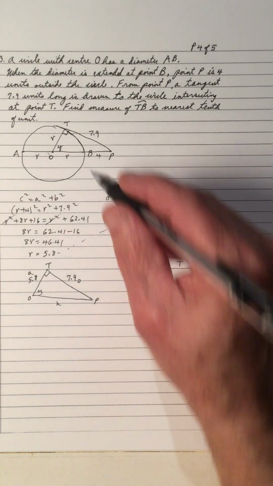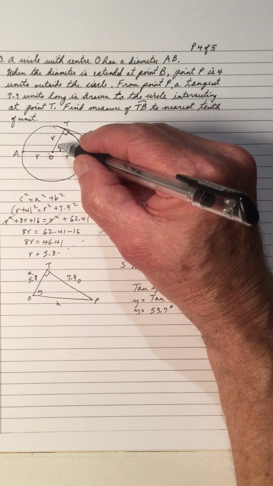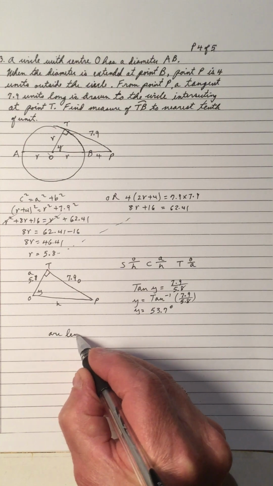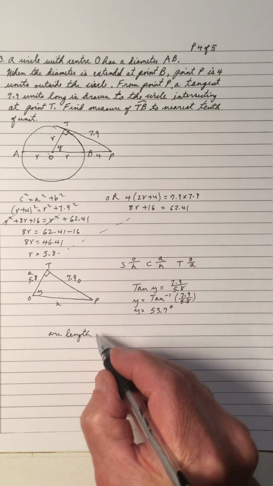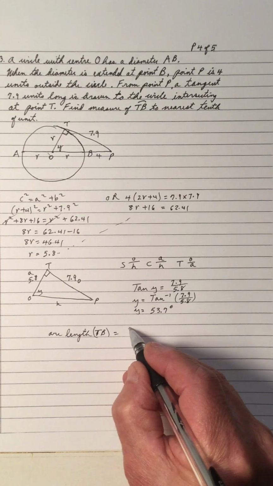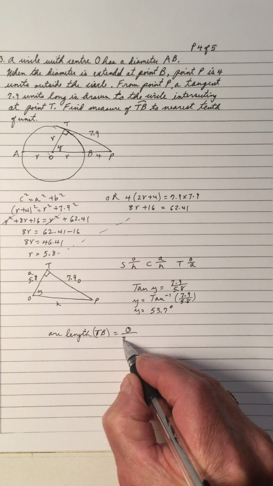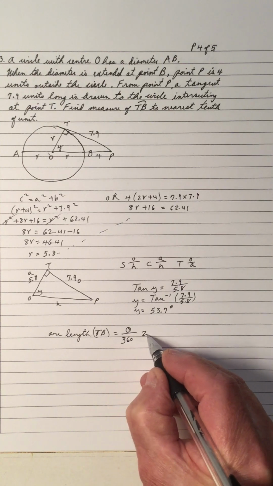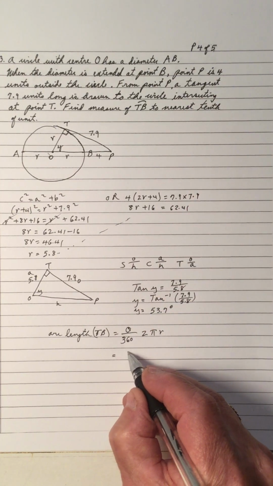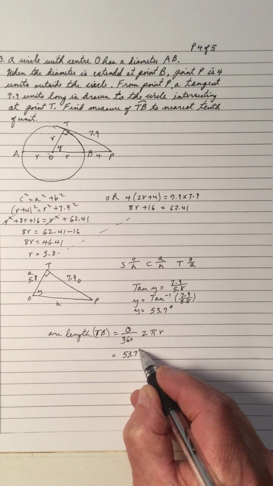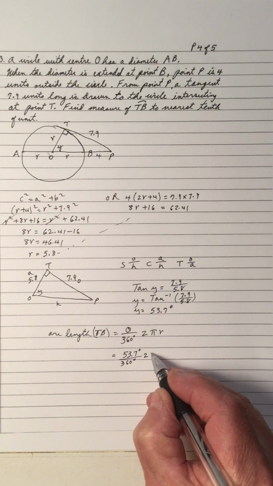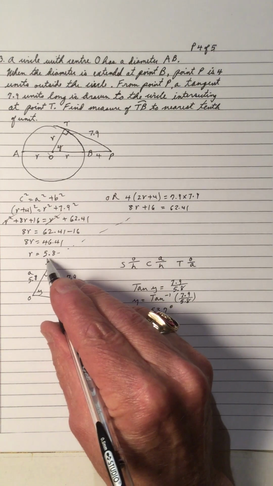So we need to get the arc length. So the central angle is 53.7. So therefore, the arc length is the central angle over 360 times 2 pi r. And we're going to the nearest tenth, so it's 53.7 degrees over 360 degrees times 2 times pi, and the radius is 5.8.